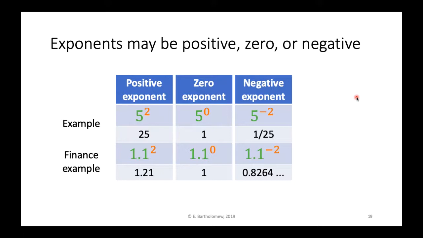Negative exponents will give you essentially the reciprocal of what you would have gotten with the positive exponent. So 5 to the negative 2 is 1 over 25. 1.1 to the negative 2 is 1 over 1.21, which evaluates to 0.8264 and more digits after that. So we're getting results less than 1.